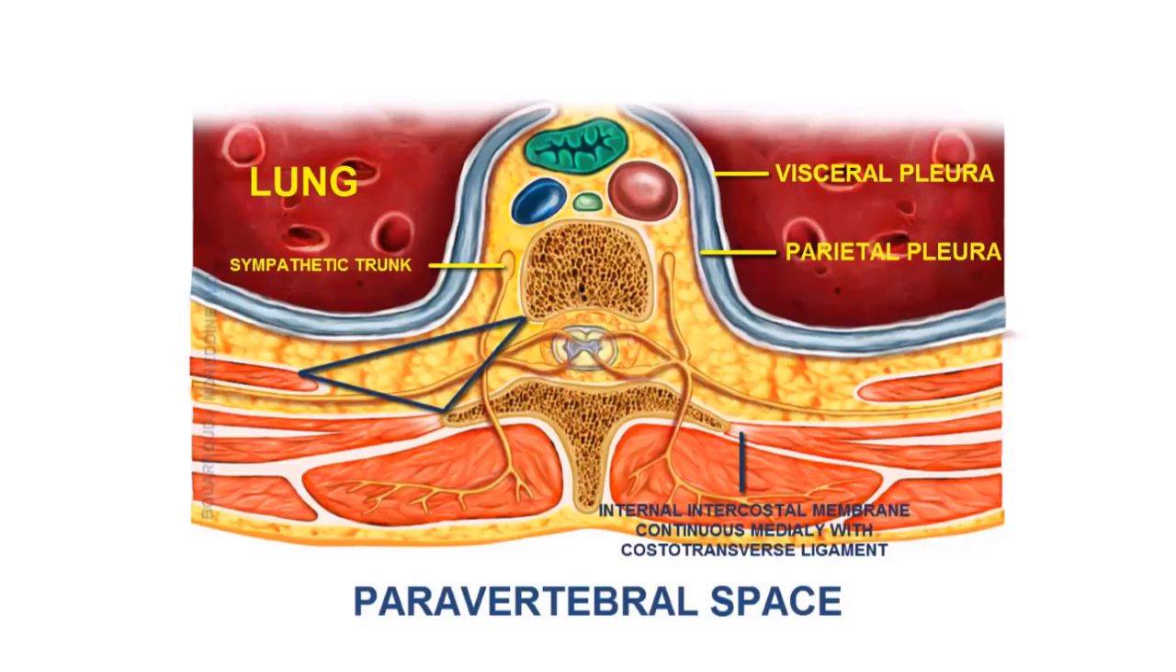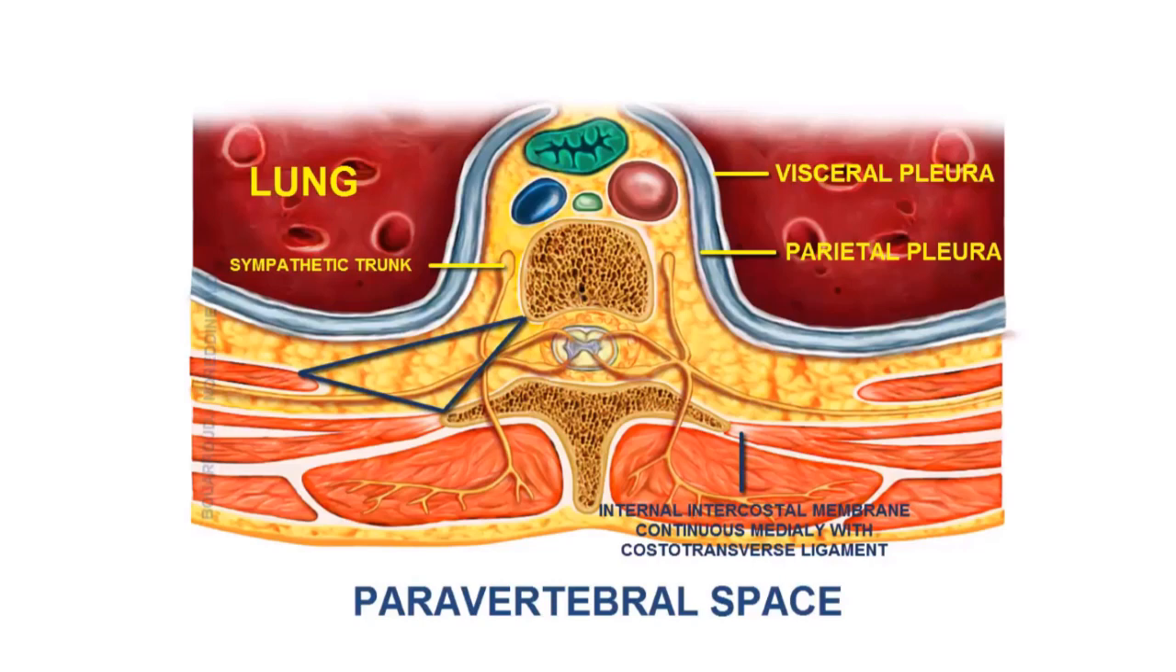The boundaries of the space are, medially, the vertebral body and intervertebral foramen; anterolaterally, pleura; posteriorly, costotransverse ligament; and laterally, the internal intercostal membrane. Contents of the space include adipose tissue, anterior ramus of intercostal nerves, posterior ramus of intercostal nerves, sympathetic chain and rami communicantes.